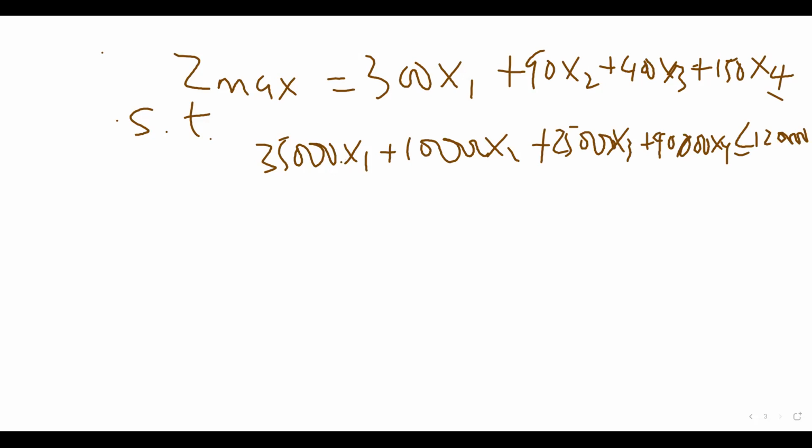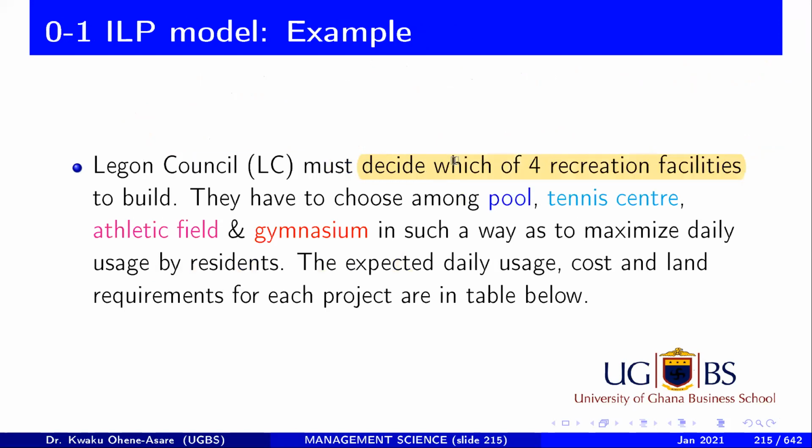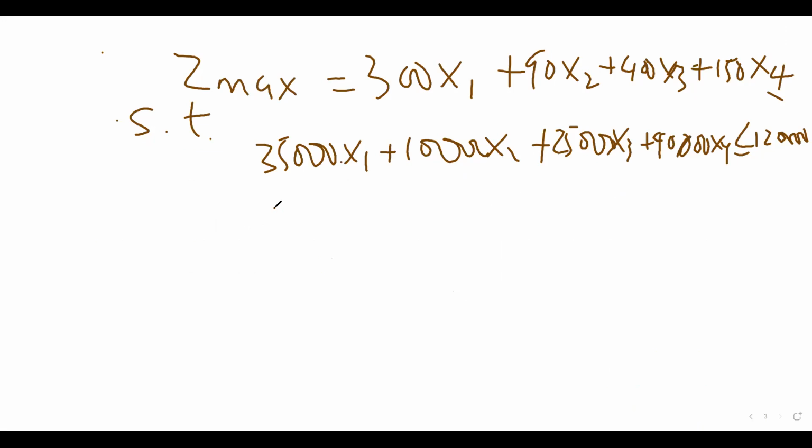Let me take you back to the storyline. So you can see that the Legon Council has 120,000 budget and then 12 acres. 12 acres. Now, what are the decisions for the land requirement? 4273. Okay, 4273. Those are the requirements. So you just write that constraint for that. 4273. And the total was 12. So it becomes 4x1, 2x2, 7x3, and then 3x4. You bring the pluses in between.